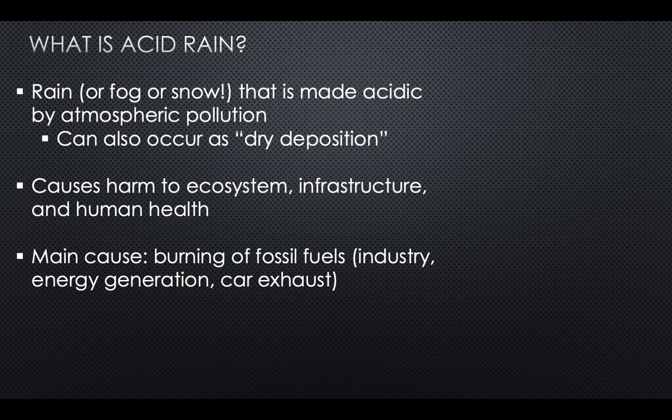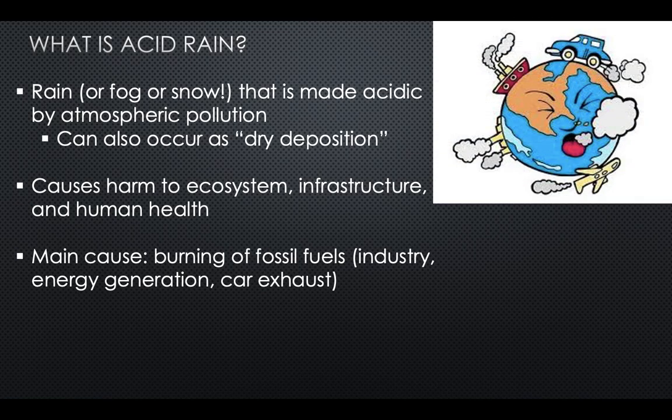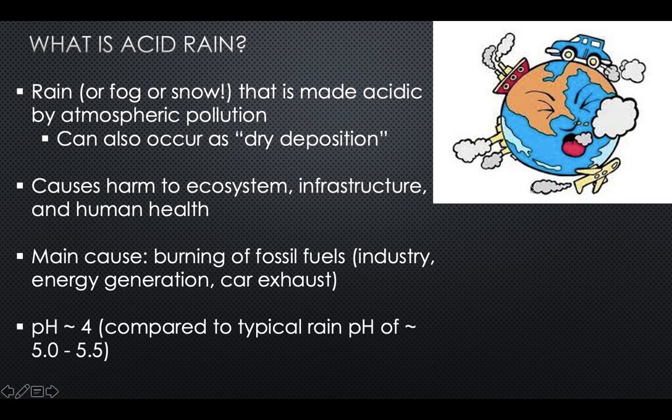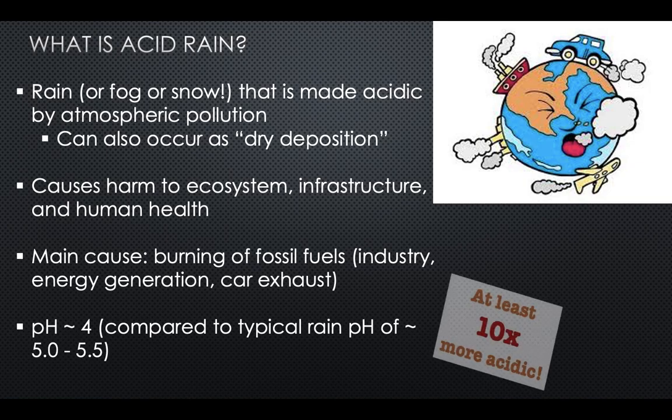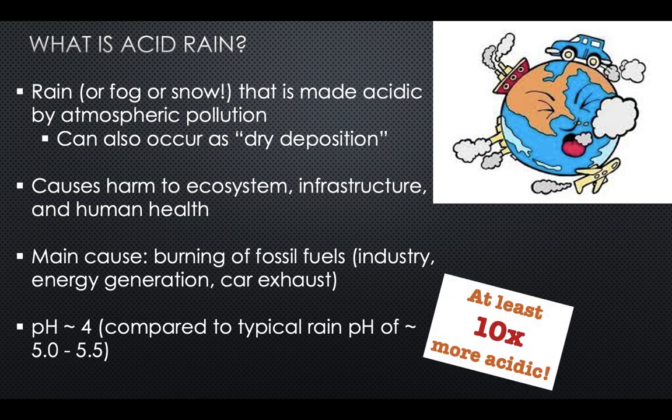The number one cause of acid rain is the burning of fossil fuels, and we talked about way back in the fall, early winter, our renewable versus non-renewable resources. So we're obviously talking about our non-renewable resources that we burn in industry and travel. Acid rain typically has a pH of about 4. Typical rain is going to have a pH of about 5 to 5.5. So we're talking about 10 times more acidic because remember, it's that logarithmic scale.